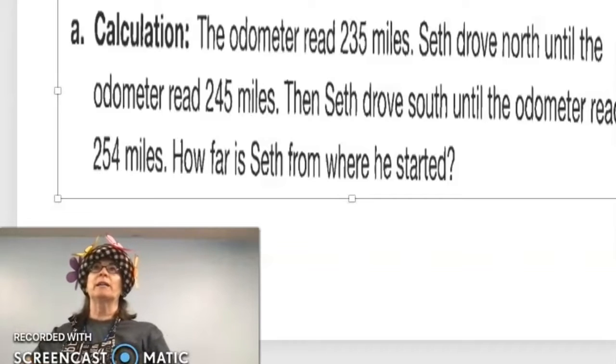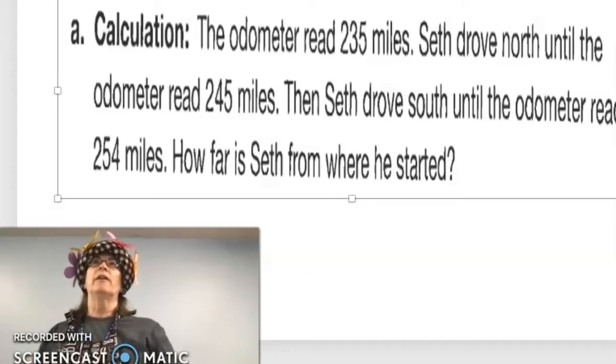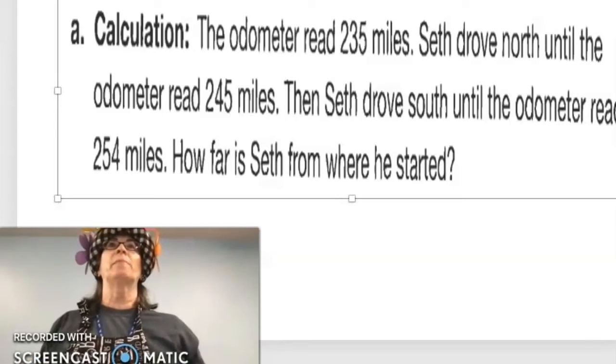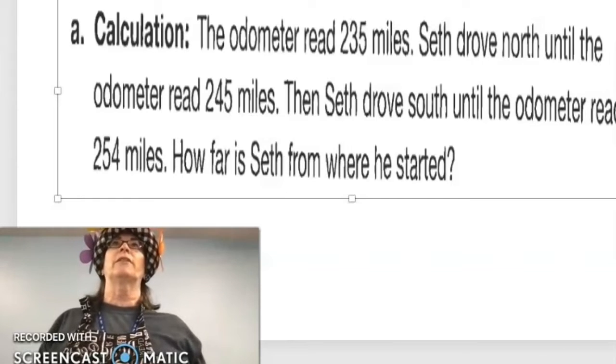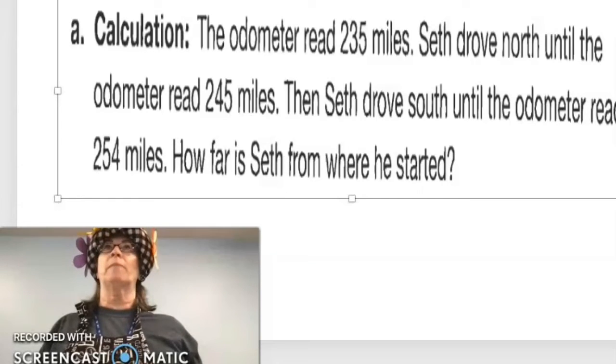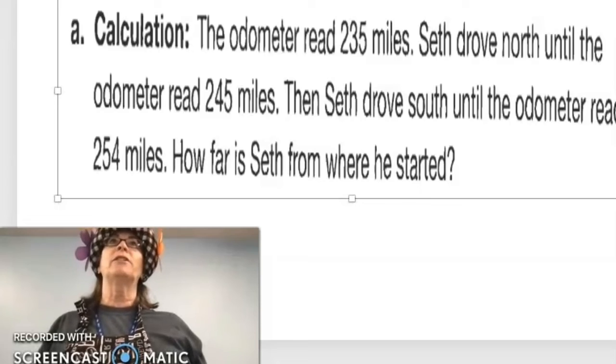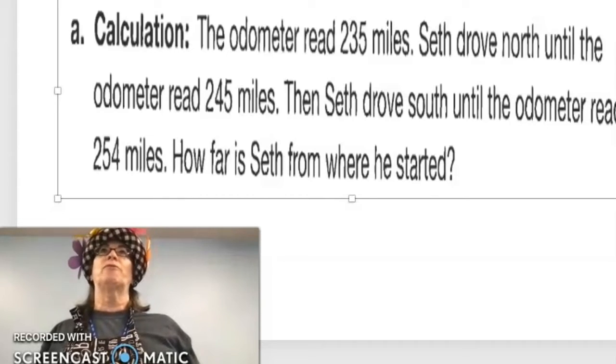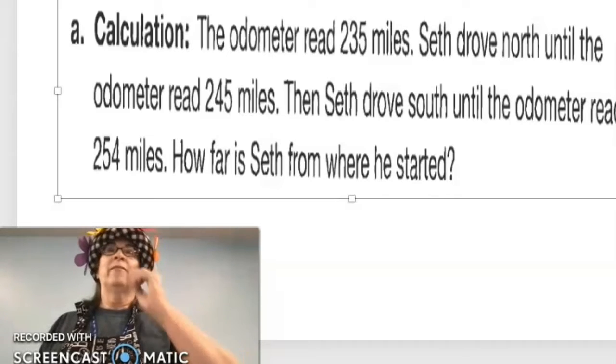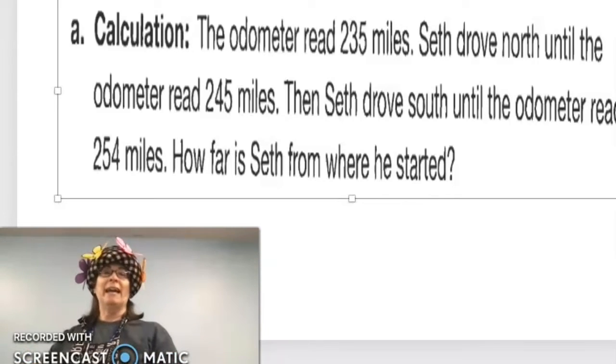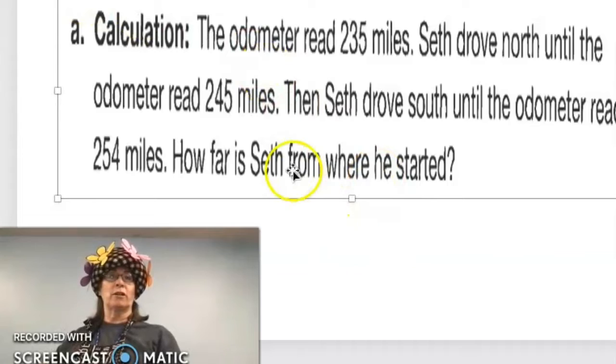Okay, everybody look at the problem and give me the answer. The odometer read 235 miles. Seth drove north until the odometer read 245 miles. Then Seth drove south until the odometer read 254 miles. How far is Seth from where he started? 24. Okay, now let's draw a picture.